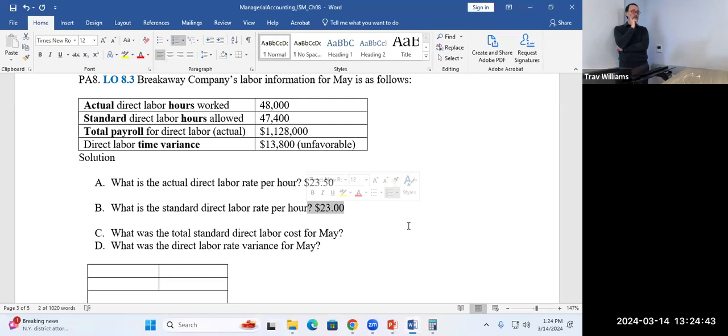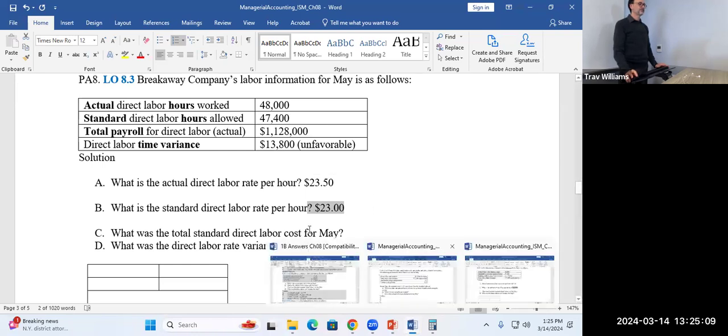Total standard direct labor cost for May. I could interpret that either way, honestly. So let's see, it's either $23 times the standard hours or it's $23 times the actual. You said standard? Yeah. You're probably right. Let's check.